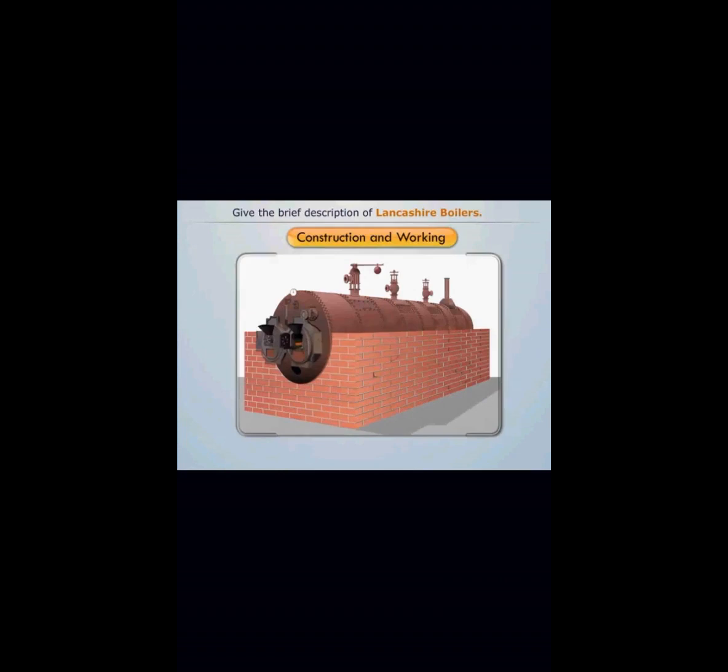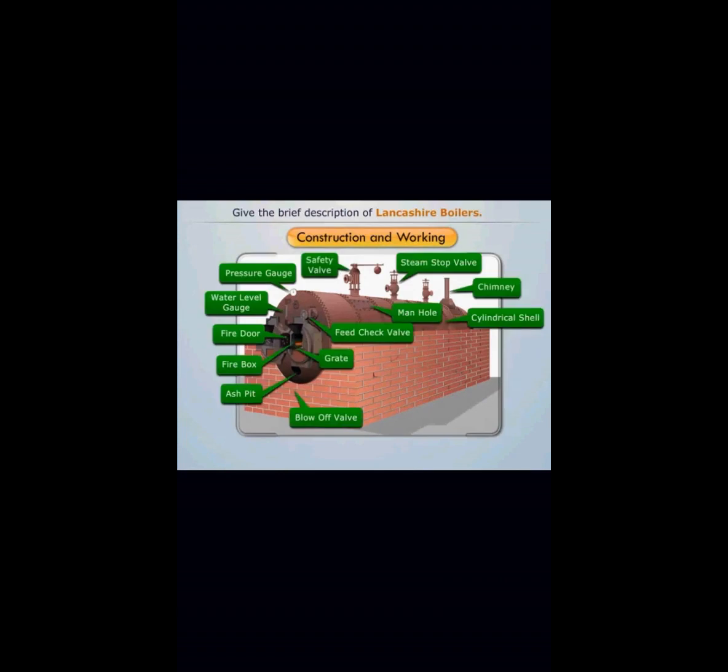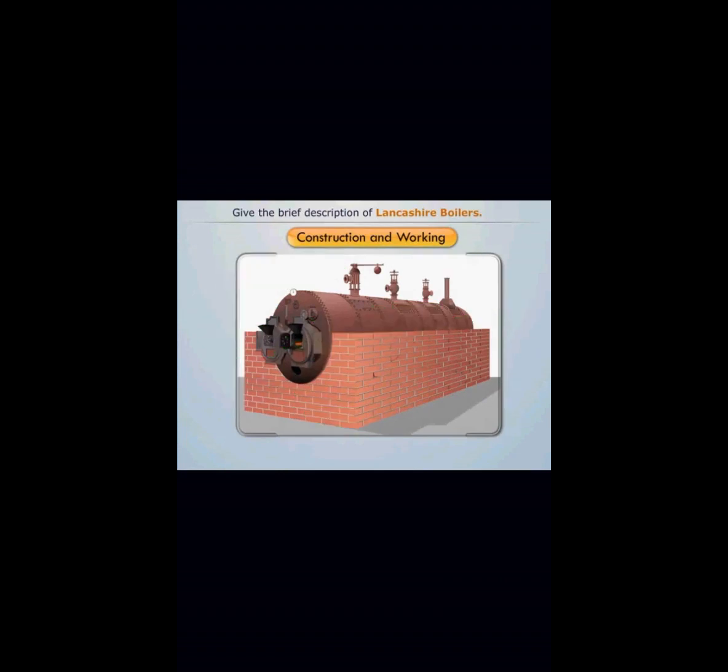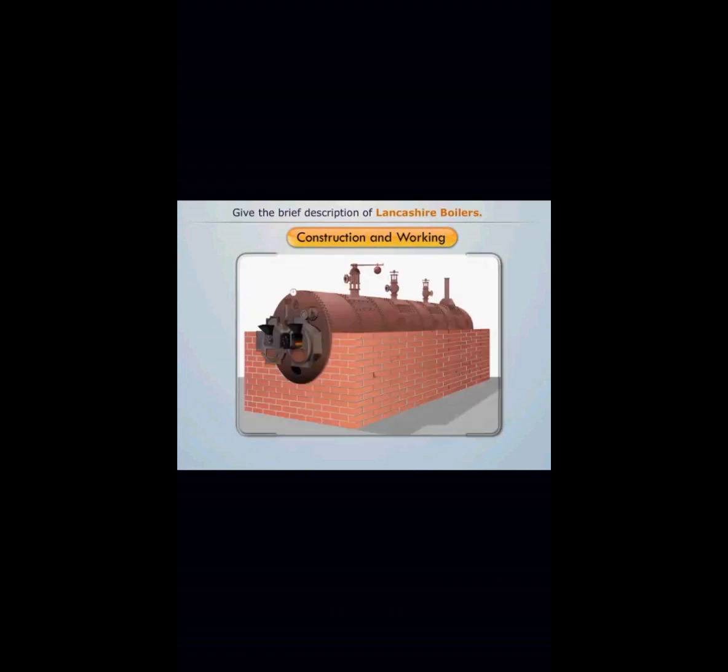Now let's try to understand its construction and working. Note that here we'll use the front view, top view and side view of the Lancashire boiler to explain its construction and working. The Lancashire boiler consists of a horizontal cylindrical shell filled with water surrounding two large fire tubes. The cylindrical shell, with the tubes placed inside the boiler, creates several channels for the flow of hot flue gases. The combustion chamber is also placed inside the fire tubes.